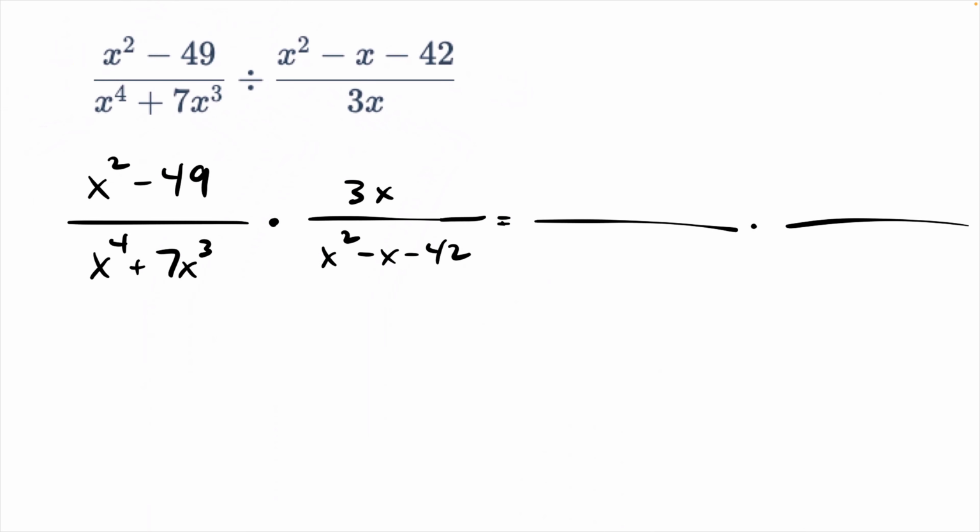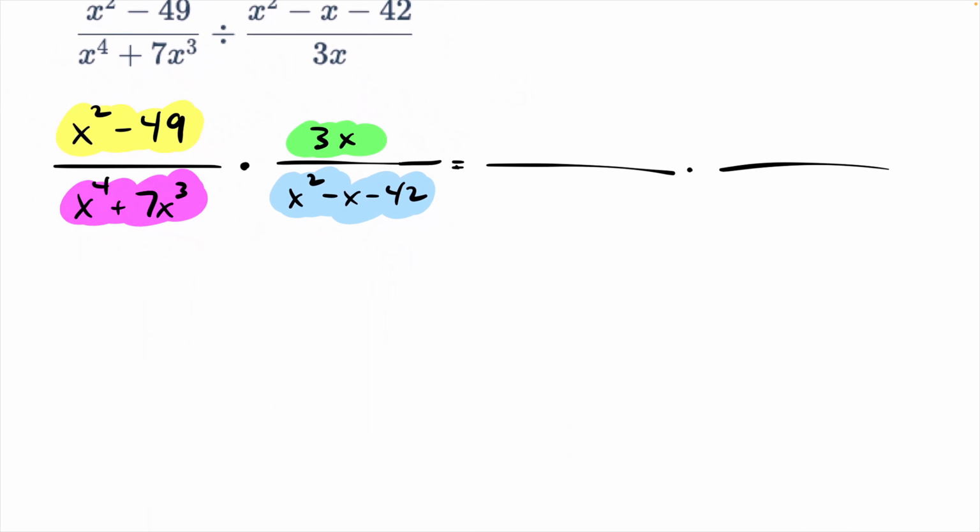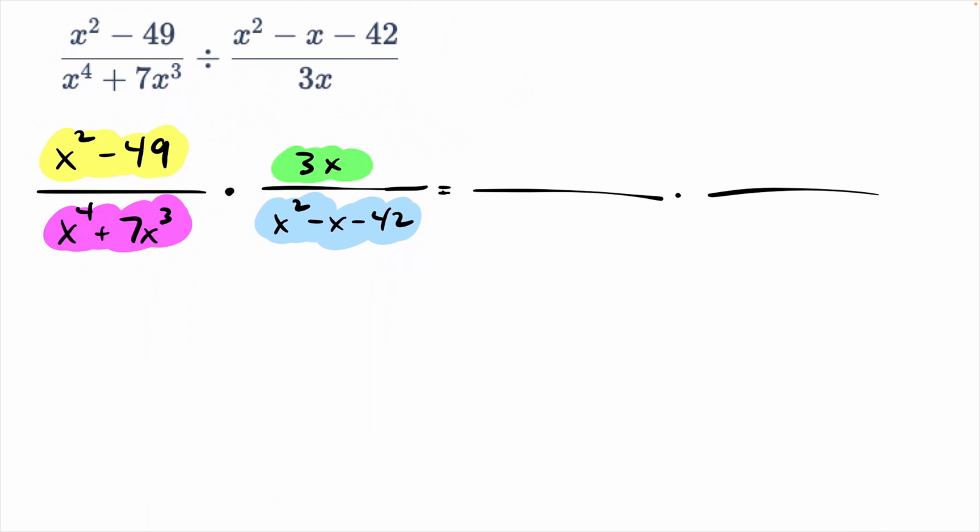Okay, so now I'm going to do exactly what I did on the last problem. I have numerators, 2 of them. I have denominators, 2 of them. So I'm going to go through this one by one. I'm going to start with the yellow. Is the yellow a monomial, a binomial, or a trinomial? Binomial. So I'm going to follow the binomial steps to break it down, to factor it.